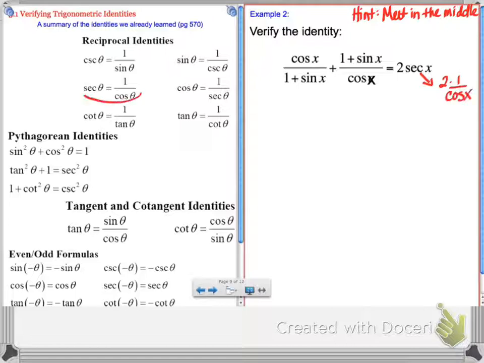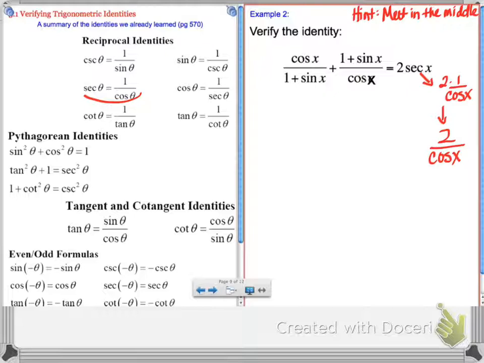I'm changing it to sines and cosines using my reciprocal identity. And simplifying that, I get 2 over cosine of x. So now I'm going to take everything on the left and try and turn it into 2 over cosine of x, because I really don't know what else to do with the stuff on the right. So I'm going to leave that as is right now. On the left, though, lots of stuff going on.